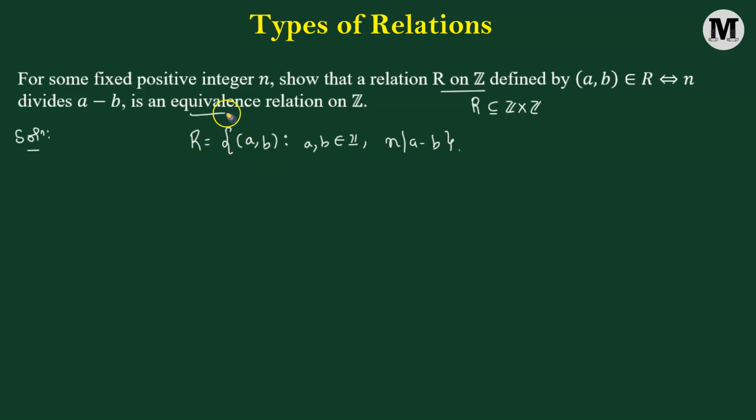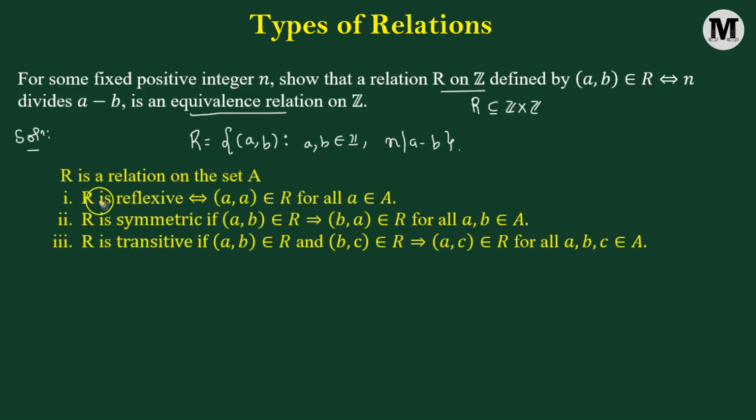Now, an equivalence relation simply means that if a given relation is reflexive, symmetric and transitive, then it is referred to as an equivalence relation. So let's quickly go through the definition of each of the types of relation. Let us suppose R is a relation on the set A. R is a relation on the set A simply means that R is a subset of the Cartesian product of the set A with itself.